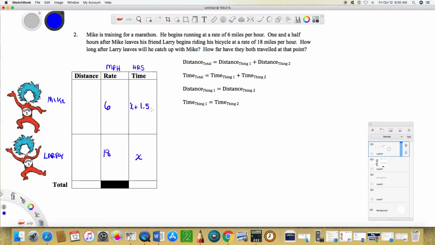Now, if they've left from the same place, and then Larry caught up to him, so they traveled the same distance. I don't know what that distance is, and they are asking me for it. It says how far have they both traveled, so eventually I will answer that. But the first question they asked was how long it took Larry, and that's what I called x. So that's what I'm going to find first, and then I can come back and find what that distance is.